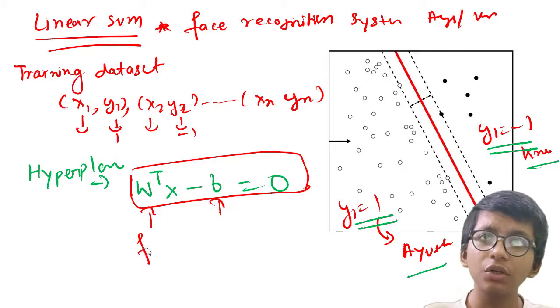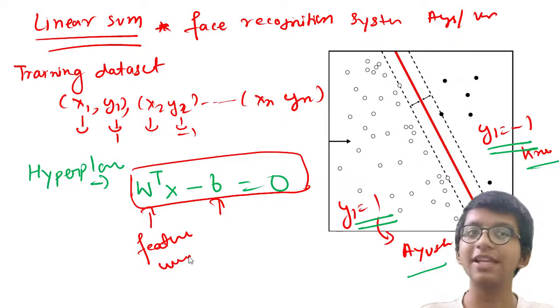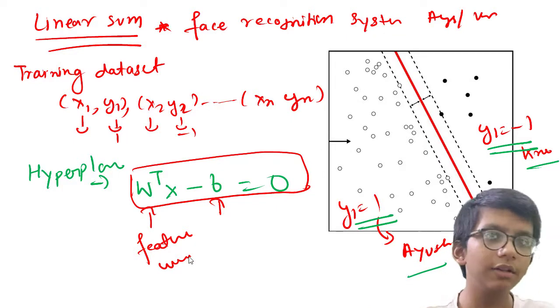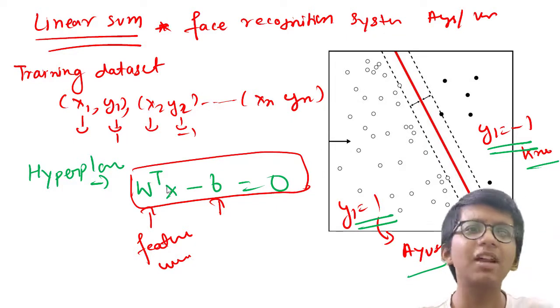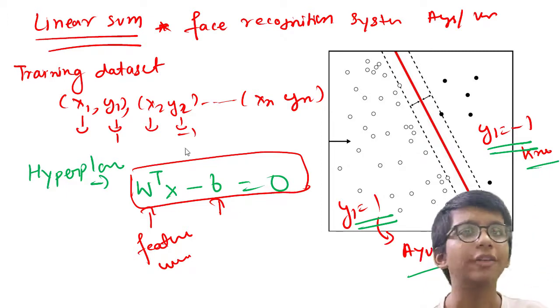W are the feature weights that we have already talked about. What are feature weights? They are what we have to learn. Meaning in the case of linear logistic regression, we have a theta. So here we have W, and B is the bias term, or the intercept.